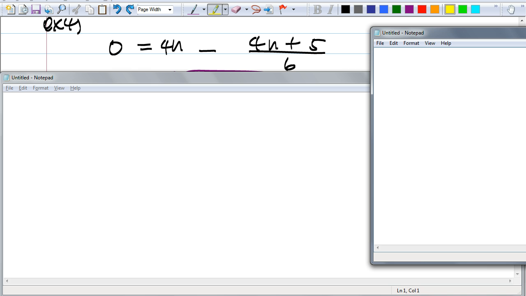Let's take a look at example 4. I like to give this one because whenever there's a 0 on the left side, people seem to do some interesting thing that is not so correct, okay? So here, I got 0 equals 4n minus (4n plus 5) all over 6. This time the LCD is really easy to find. What's the LCD for this? 6. Yeah, okay, so we're going to multiply both sides by 6, right?